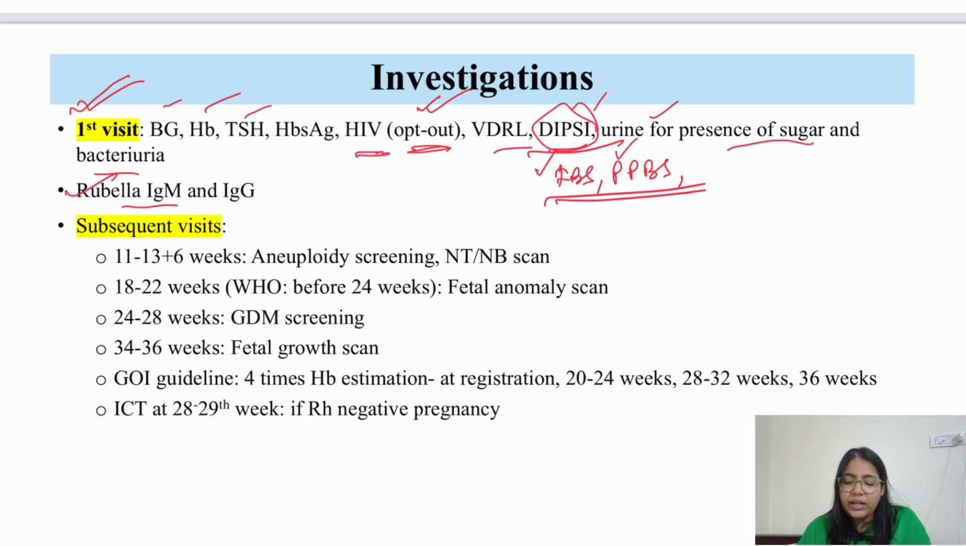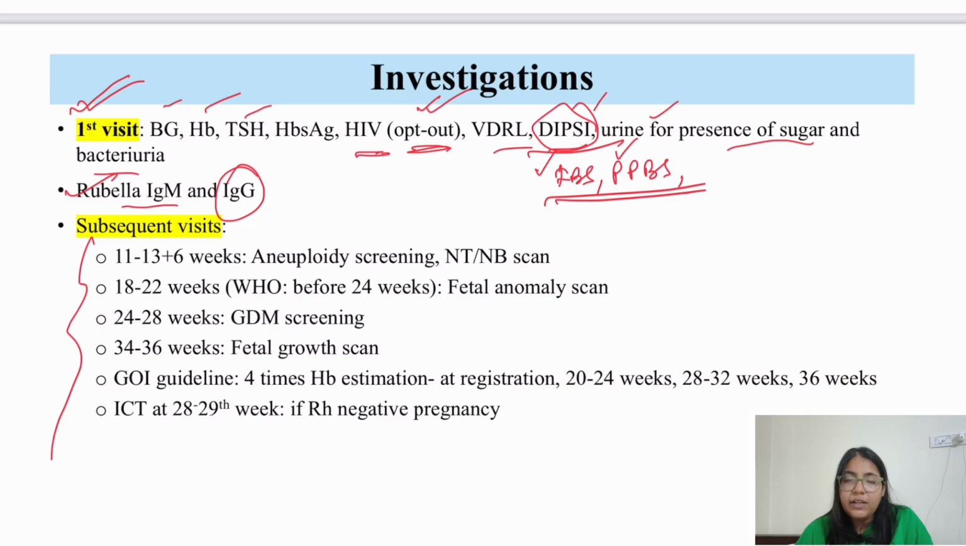We also do rubella IgG and IgM to see if the patient is immune to rubella infection or not. If she is immune, then it's fine, you don't need to do anything. If IgG is negative, then we give the patient rubella vaccination or immunoglobulins. Okay. Then in subsequent visits, when the patient visits us after some interval, whenever we call her, in this particular time period you need to advise these investigations also.